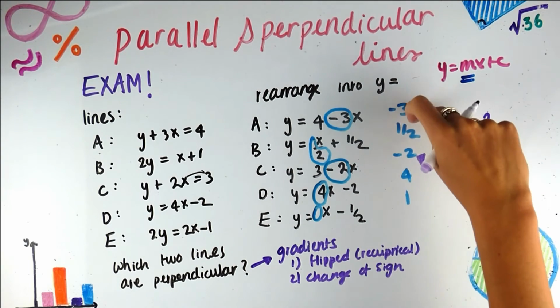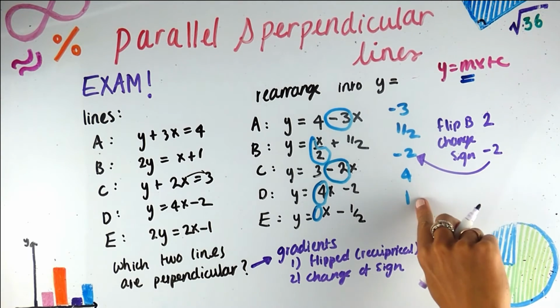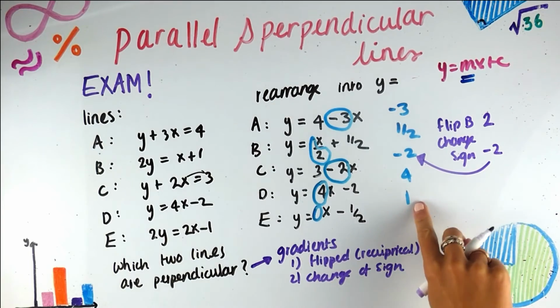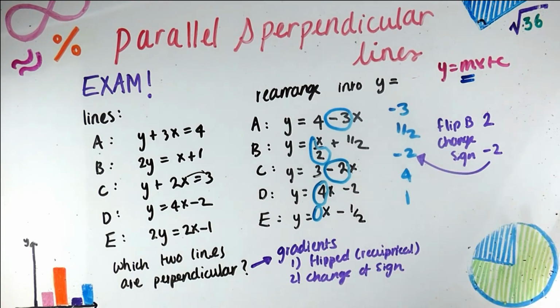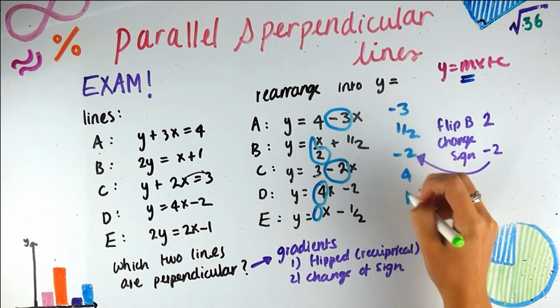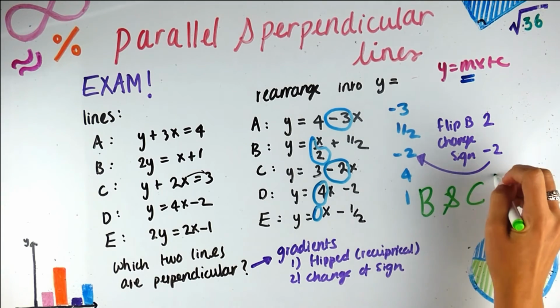And you can tell it's none of the others because they don't have any of the same numbers. If you had 1, you'd be looking for minus a third, and we don't have any 3s. For 4, you'd be looking for minus a quarter. For minus 3, you'd be looking for positive a third. So the two perpendicular lines are B and C.